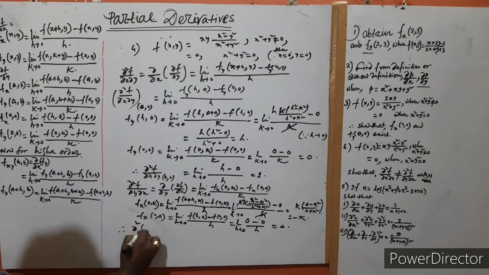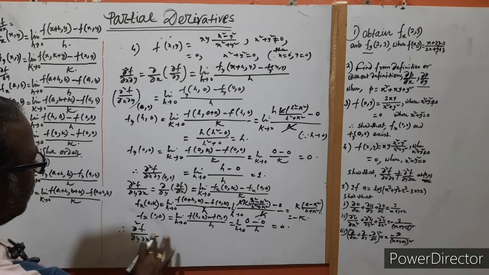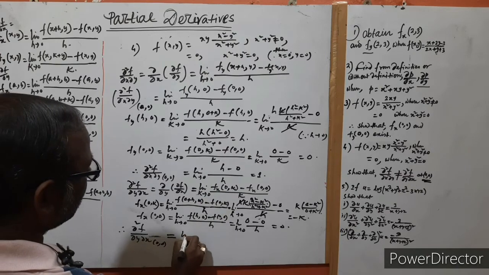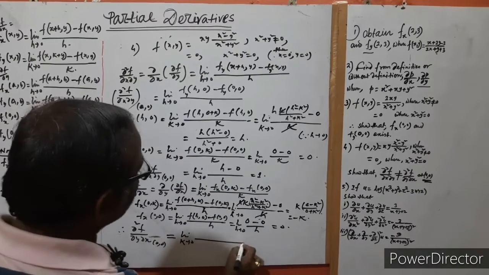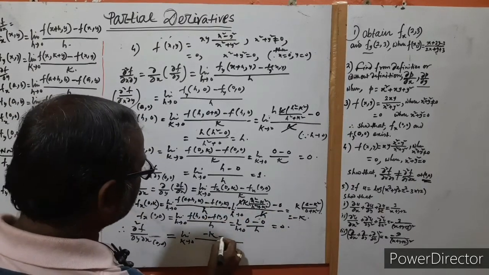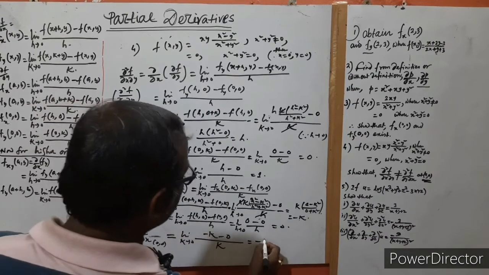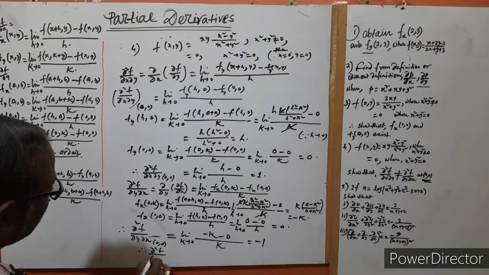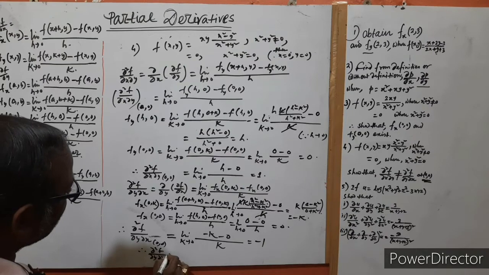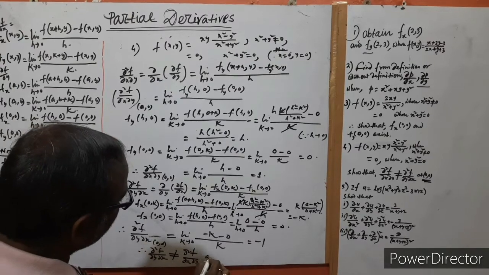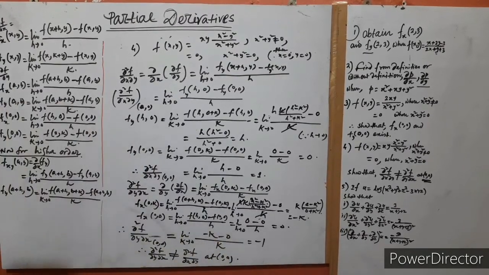Therefore del 2f del y del x at (0, 0) is equal to limit k tends to 0, and this value is here minus k, minus the value 0, by k, and this is minus 1. Therefore del 2f del y del x is not equal to del 2f del x del y at (0, 0). Okay, proved.